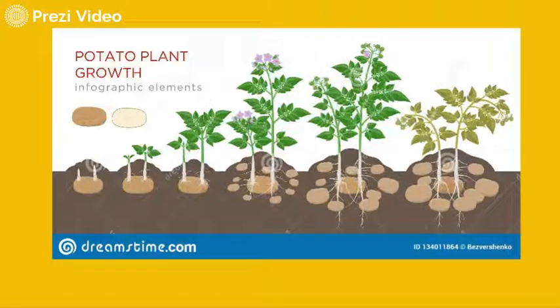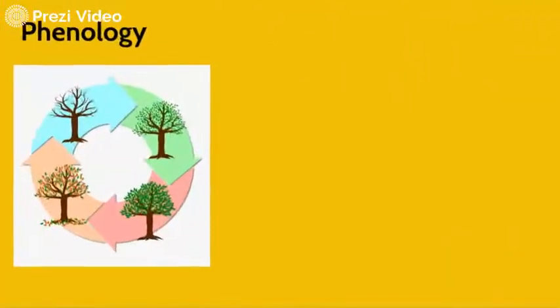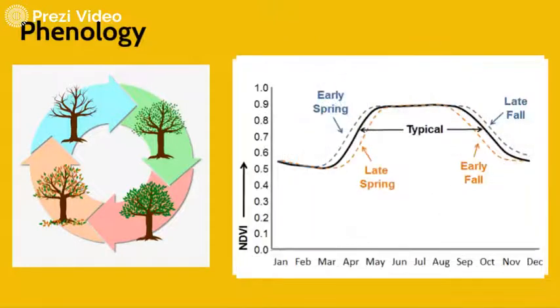For example, this is the seasonality, or more correctly, phenology of potato plant, from its germination to senescence. Phenology, as I said, is a seasonality. If we put it on linear scale, and greenness on the y-axis, for example, we'll see that in spring the plants are getting greener, in summer the greenness peaks, and in fall they're getting yellow, and in winter they lose leaves.